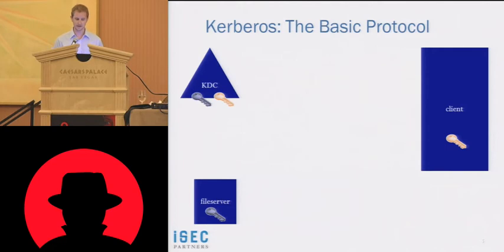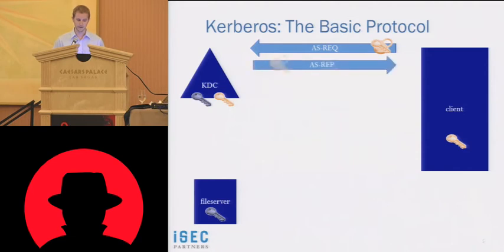So here we see a KDC has a shared secret with the client and with the file server. And our scenario is the client wants to talk to and establish a secure connection and authenticate itself to the file server. So the client begins by talking to the KDC. It uses its long-term shared secret, usually a password, to make an authentication service request to the KDC. And the KDC replies, again verifying with that same long-term shared secret, and it issues the client a new short-term key. This is the key associated with a ticket granting ticket.